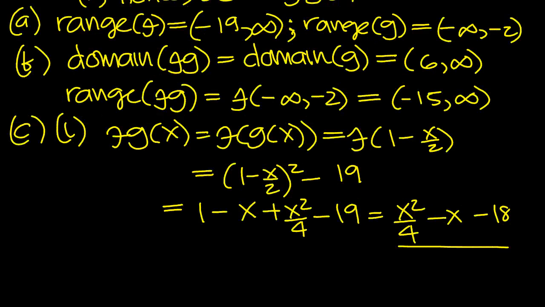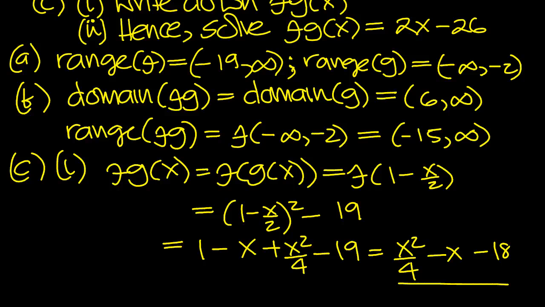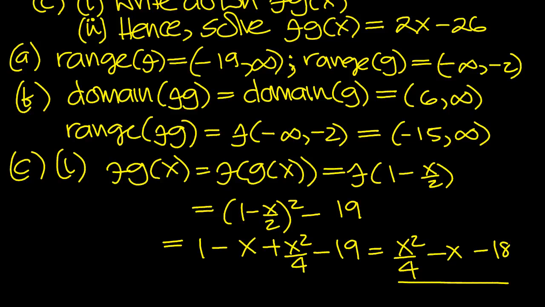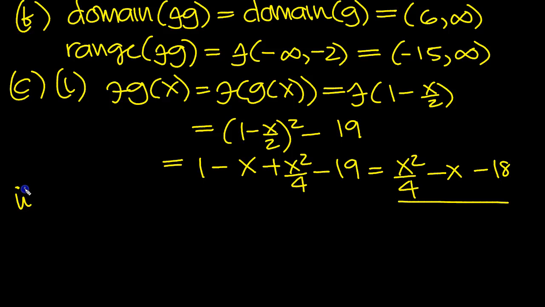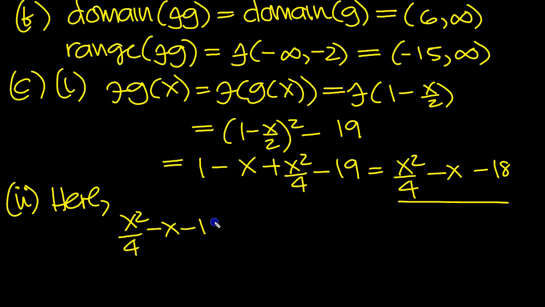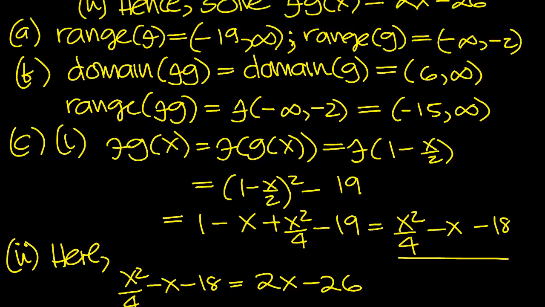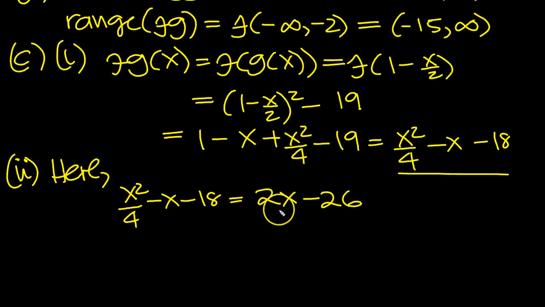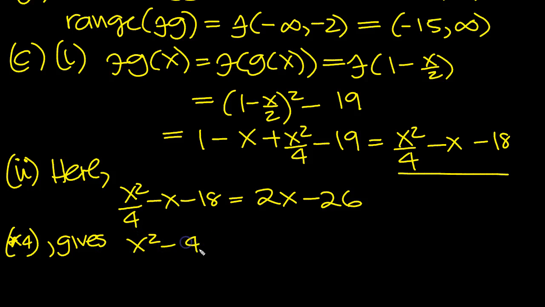So now part D. Hence solve this. f composite g of x is 2x minus 26. We've got x squared over 4 minus x minus 18 is equal to, what was it, 2x minus 26? Let's just have another look at it. Yep, that's fine. So let's turn our attention to this. Times by 4 all the way through gives x squared minus 4x minus 72, 4 of these is 8x, 4 of these is 104.